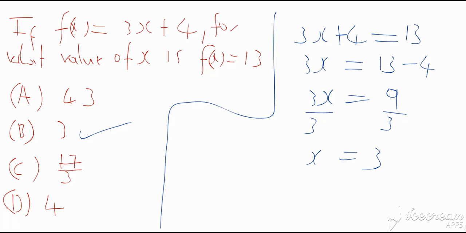We could of course use trial and error. Clearly, we know it could never be 43, because 3 times 43 alone would be way more than 13. Then we could move to B, where we tried 3. So we could put 3 in the place of x and see what happens. 3 times 3 plus 4, which would be 9 plus 4, is equal to 13. And we wouldn't have to go any further, right? So by trial and error, we know that the answer would be B. So you have two options. Either way, it doesn't take really long to work out.